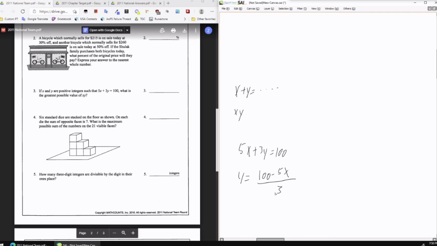Now you can substitute y as that, right? So then your product is a quadratic in x, and you want that to be maximized, right?